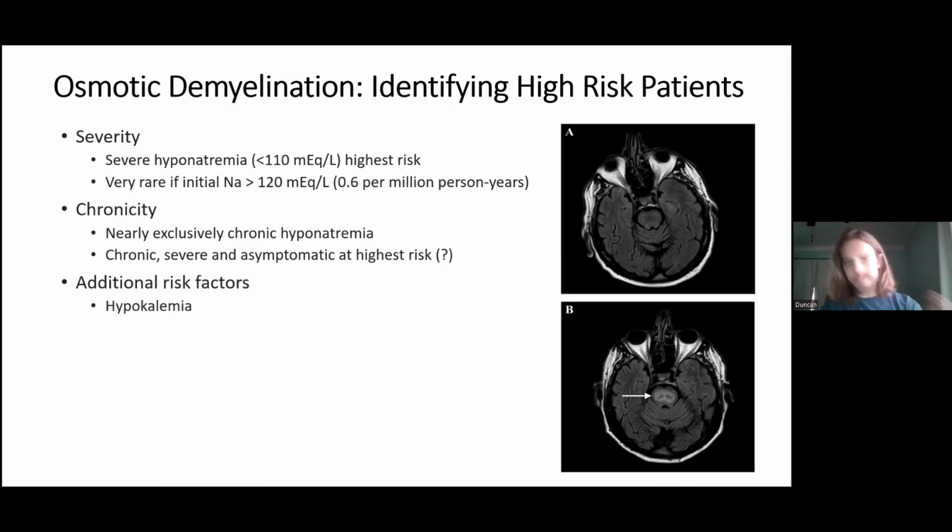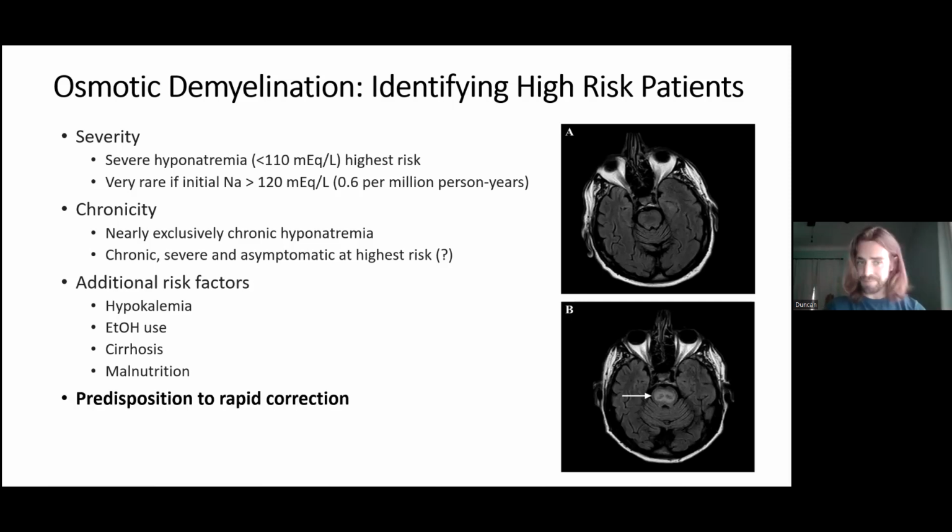And then these are additional risk factors that just come out of looking at the patients who have had this. Hypokalemia, if they also have that on arrival, if they have a history of alcohol use, you're at higher risk. Cirrhotic patients are at higher risk. And then general malnutrition seems to predispose patients to having this happen. But again, all of this with a grain of salt, because it is just a very rare phenomenon.